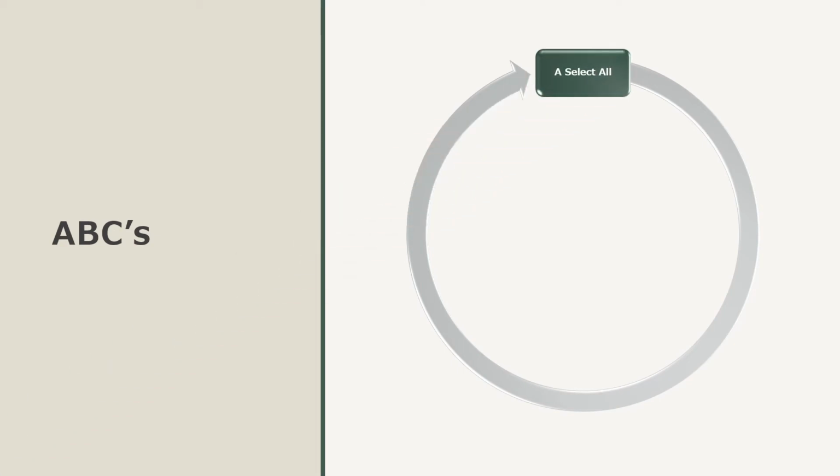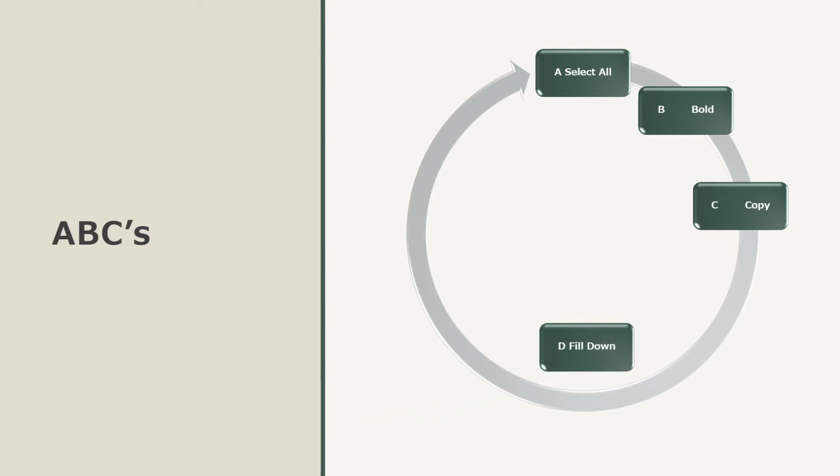If I am sitting in a range of data and I press Control A, I'll select all the data. If I'm sitting in a range or a cell that has no data, I will select all the rows and all the columns in a sheet. If I press Control B, I will make whatever cell I've got selected bold. If I press Control C, I'll take a copy of whatever range or cell I've got selected. If I press Control D, it will fill down the cells that I've got selected, whatever's in the first cell.